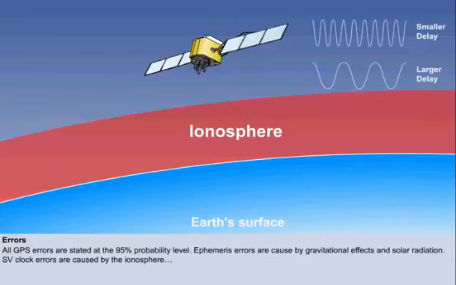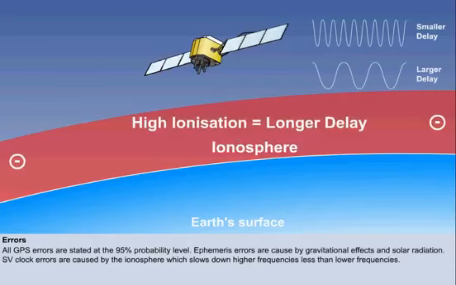Ionospheric propagation error occurs because the ionized particles in the ionosphere cause the radio energy of the satellite transmission to be slowed down. This is dependent upon the level of ionization and the frequency of the radio waves. The higher the frequency, the smaller the delay. The higher the ionization, the greater the delay.